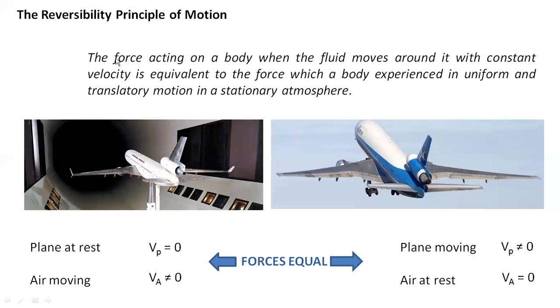And the principle states that the force acting on a body when the fluid moves around it with constant velocity, this picture, is equivalent to the force which a body experiences in uniform and translatory motion in a stationary atmosphere. In this case and in this case, you have equal forces when you have equal size and equal speed. So this principle gives us the ability to do experiments in a wind tunnel.